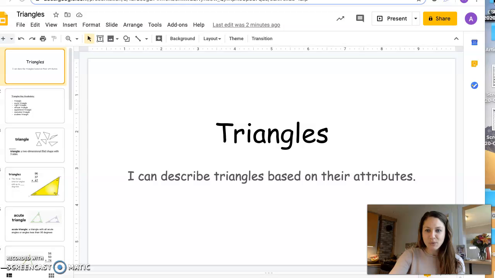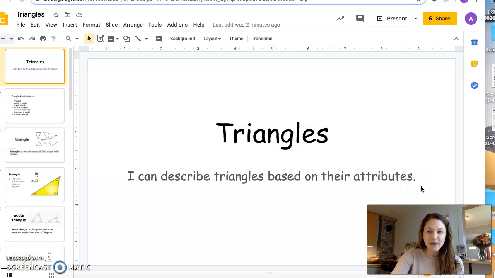Today in geometry, we are starting to talk about triangles, and I think you will find a lot of what we looked at with angles last week will be helpful when we talk about triangles today. And we will be describing triangles based on their attributes or characteristics that are true about different kinds of triangles.